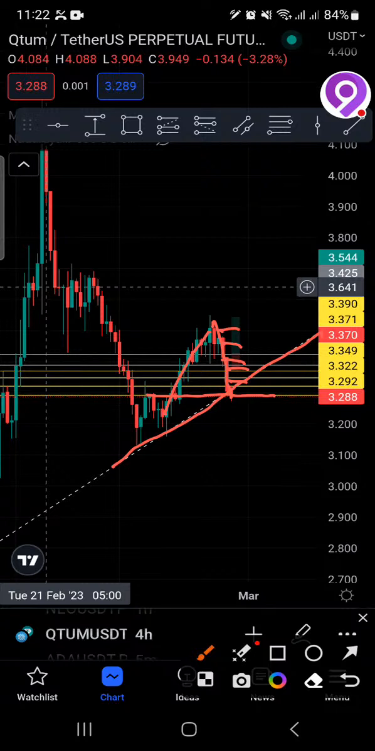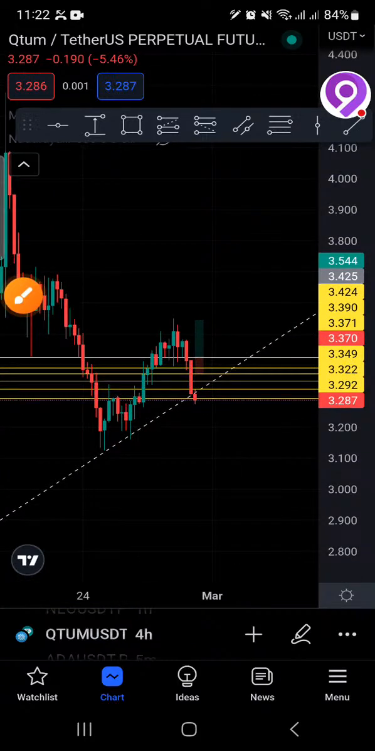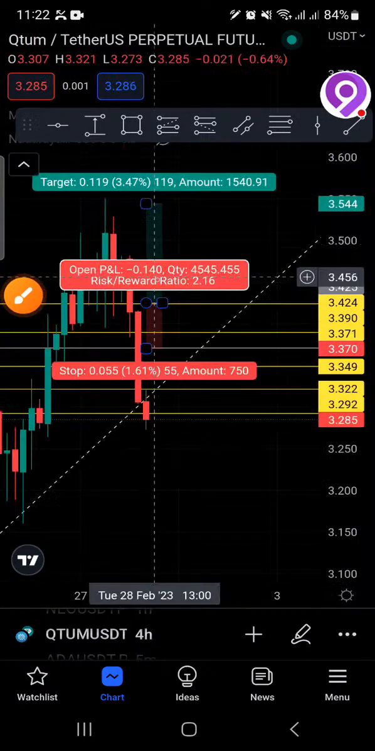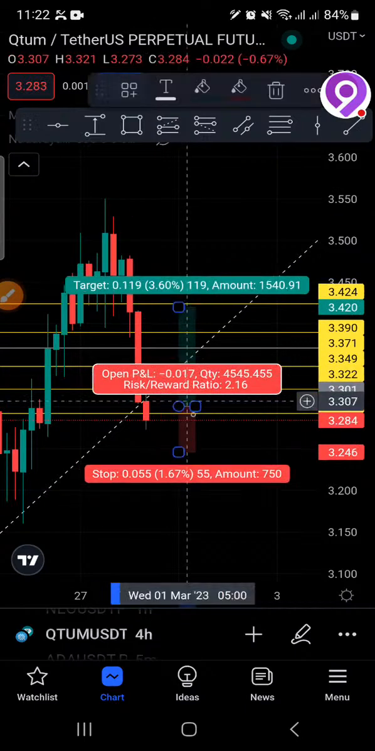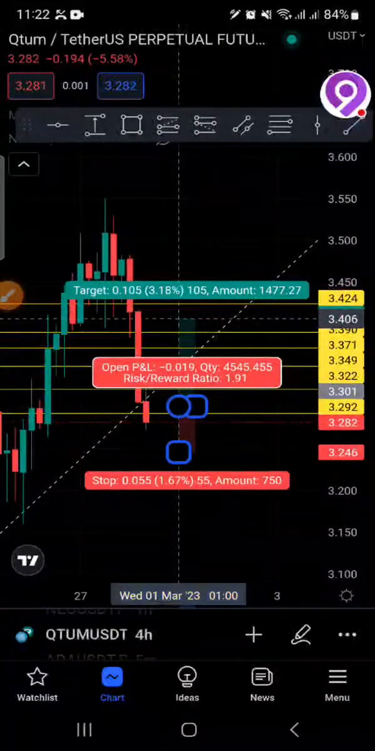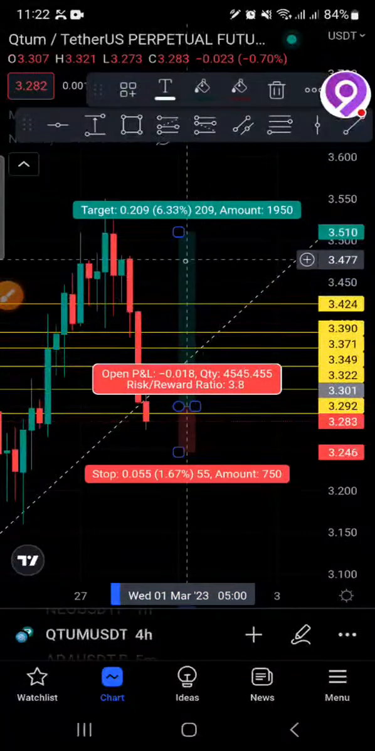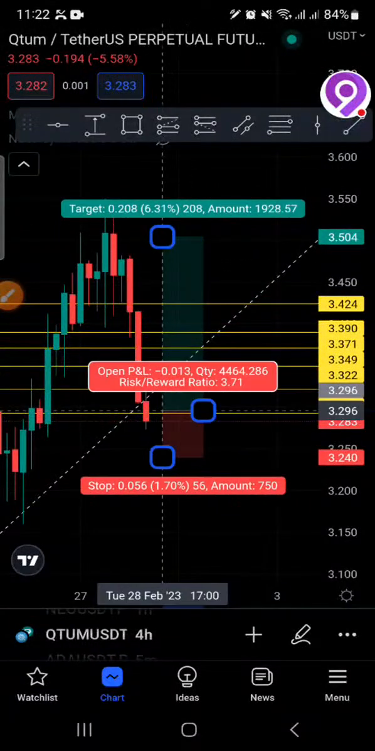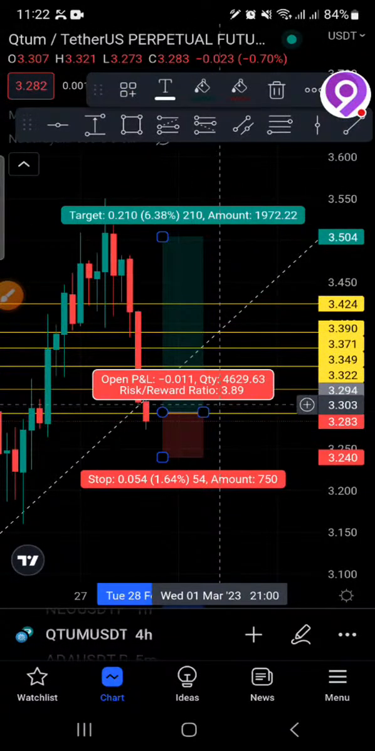Now, looking at this, you already know that when you get to this 3.292, there will be a reversal. And you dollar cost average all the way here. Now, after that, this is what you have. Okay, you're going to have something like this. Don't forget, no matter how beautiful, how sweet it is, don't forget that you must also have your stop loss in place, please. Yeah.